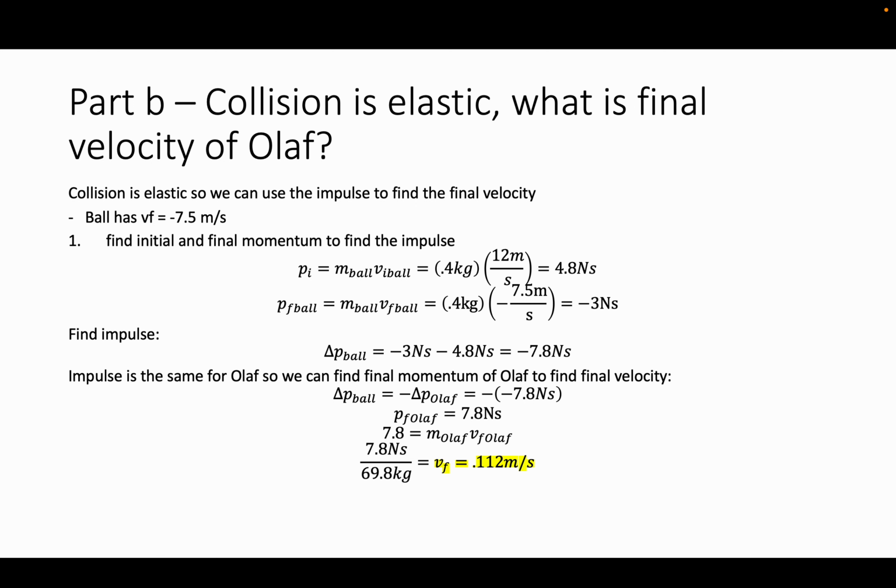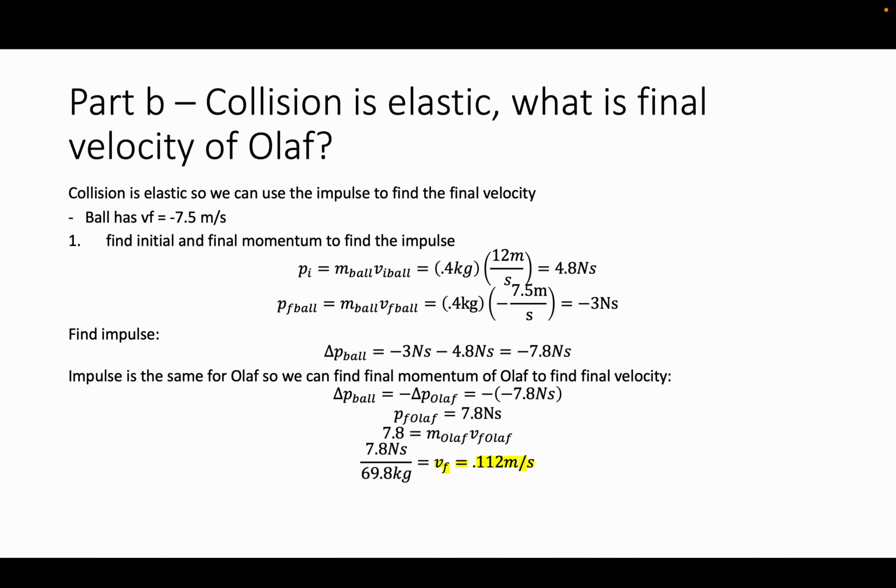And so for the final momentum of the ball, we know the final velocity, so we do the same thing as before. The 0.4 kilogram ball times the final velocity, negative 7.5 meters per second, and we get a final momentum of the ball of negative 3 newton seconds. Using this, we can find the impulse, or the change in momentum, and what we get is negative 7.8 newton seconds. The impulse on Olaf will be equal and opposite to the impulse on the ball.